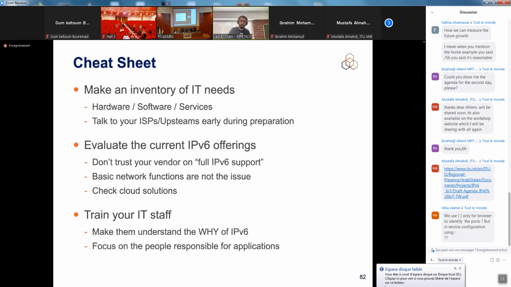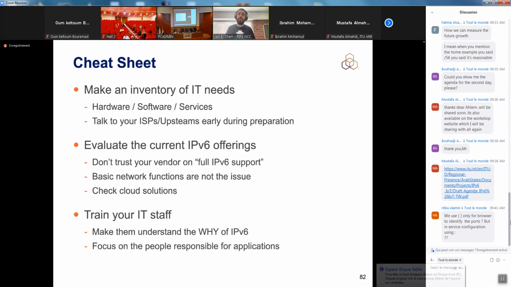But it's not only about you. Let's imagine that you are completely ready for IPv6, but your upstream provider or your ISP doesn't do IPv6, which was my case in my old company back in my hometown. So you should talk to them early in the process.